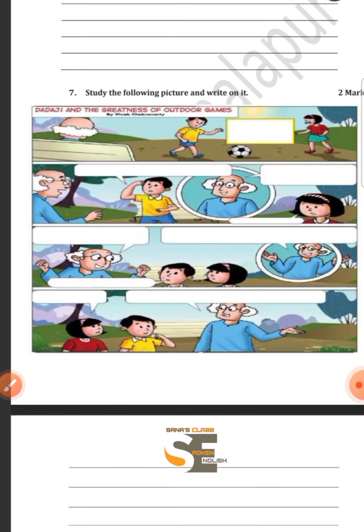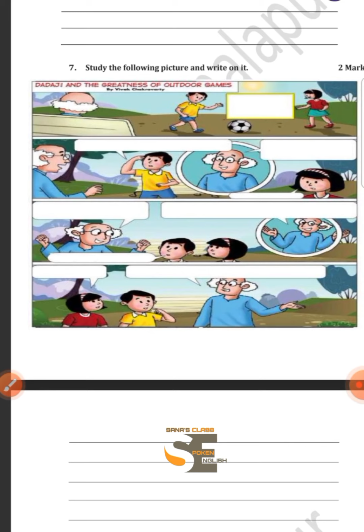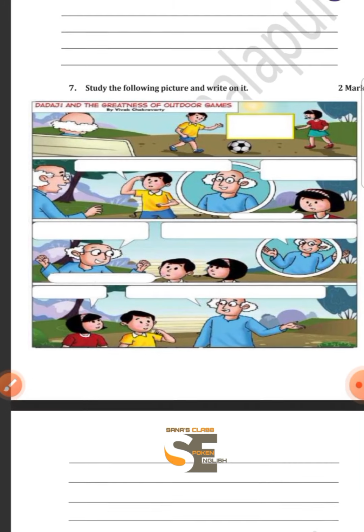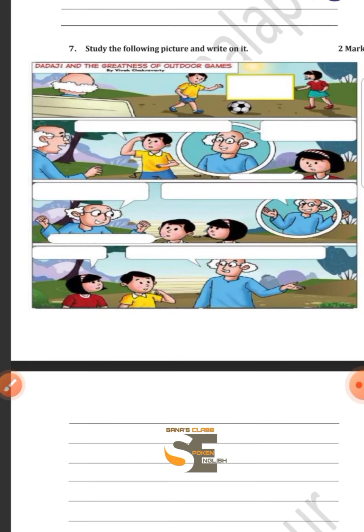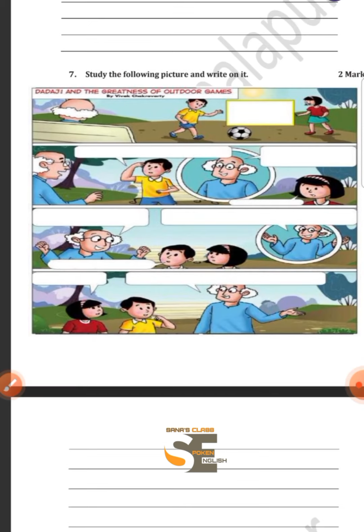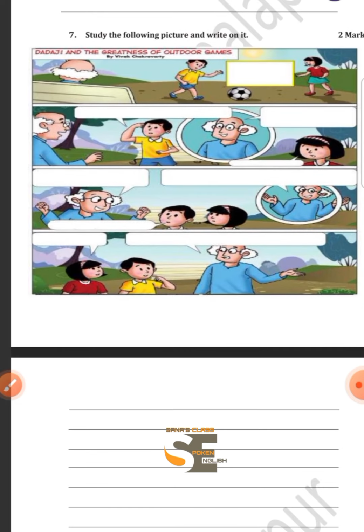Okay, next picture. Children were exhausted, and they wanted to play indoors because of the scorching heat. One of them decided to play indoor games. By hearing this, Dadaji explained to them that outdoor games, which involve running around, are a lot healthier than indoor games. In the third picture, we can say Dadaji is explaining that outdoor games are a lot healthier than indoor games.